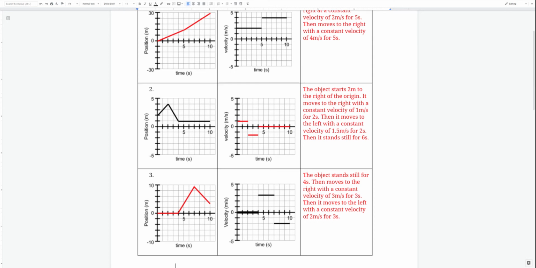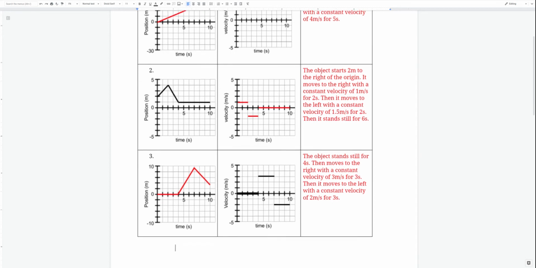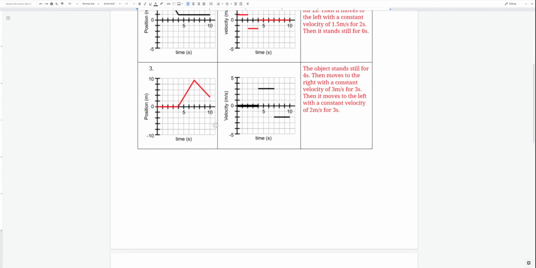And then our written description, this time, again, we can tell the starting location. So the object starts 2 meters to the right of the origin. Then it moves right with a constant velocity of 1 meter per second for 2 seconds. Then it moves left with a constant velocity of 1.5 meters per second for 2 seconds, and finally it stands still for 6 seconds.